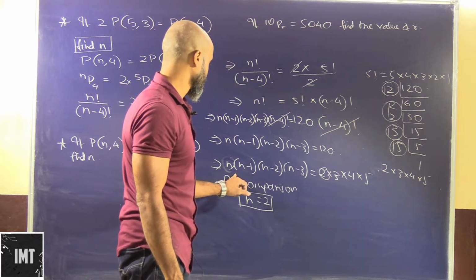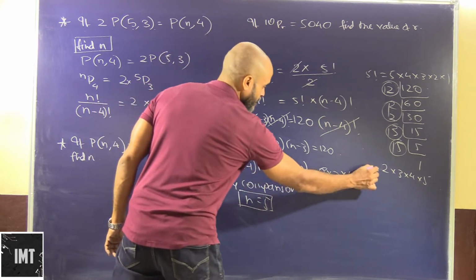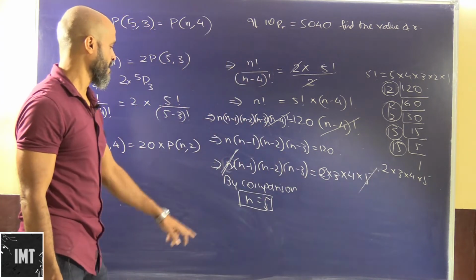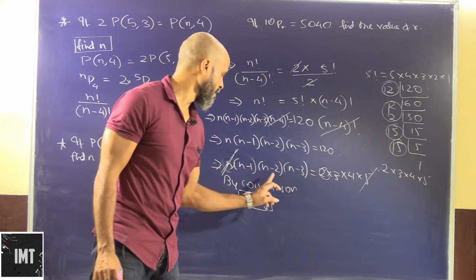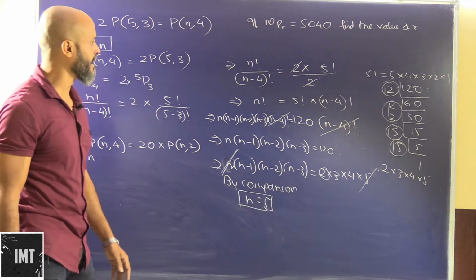The highest will be n. Yes, n is equal to 5. Yes, the highest value is 5. So n is equal to 5. Okay, so 5 minus 1 will be 4, 5 minus 2 will be 3, and 5 minus 3 will be 2. So the value of n here will be 5.